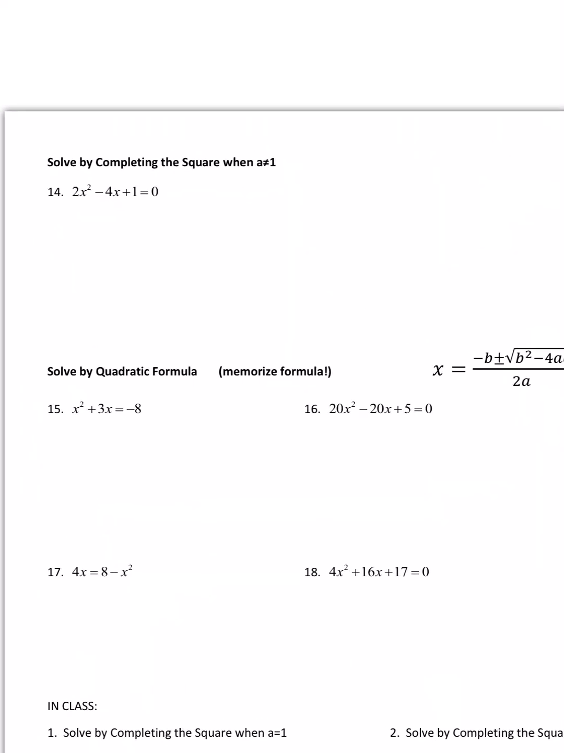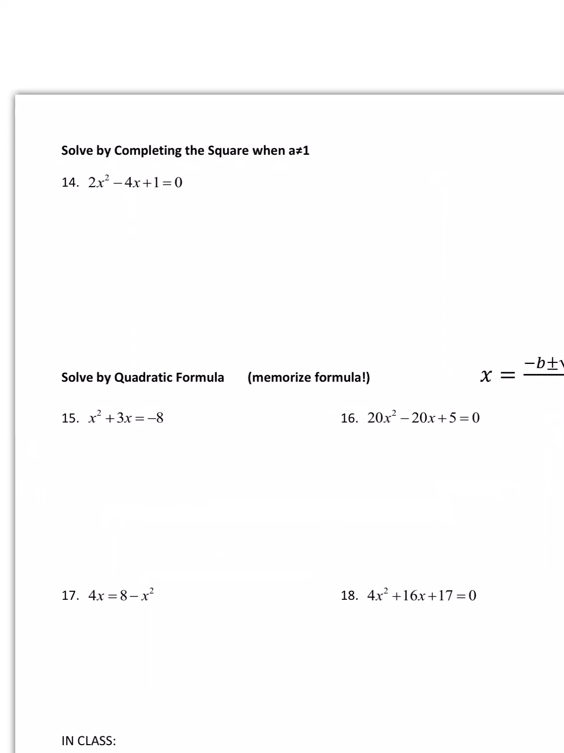One more. How do you handle it when a is not equal to 1? Well, we just have one little extra step. I'll show you as we get there. So still, we're going to start by moving the constant over. 2x squared minus 4x equals negative 1. So we need to do a GCF on these two terms right here. So I'm going to take a 2 out, but I'm going to leave the x's. x squared minus 2x equals 1.